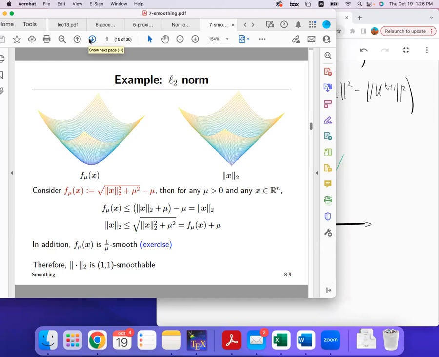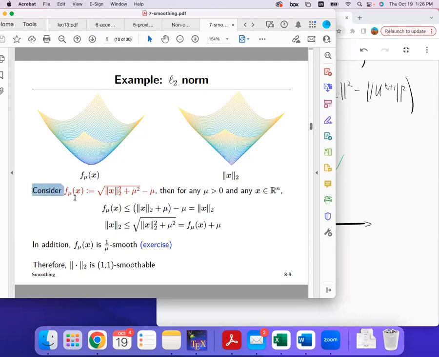Another example is the L2 norm. Even in 1 dimension, the L2 norm equals the L1 norm, but even in 2 dimensions, the L2 norm is not differentiable at the origin. So this is an illustration of the L2 norm in 3D space. The dimensionality is 2, and the z-axis is the value of the L2 norm. Here we have a non-differentiable point.